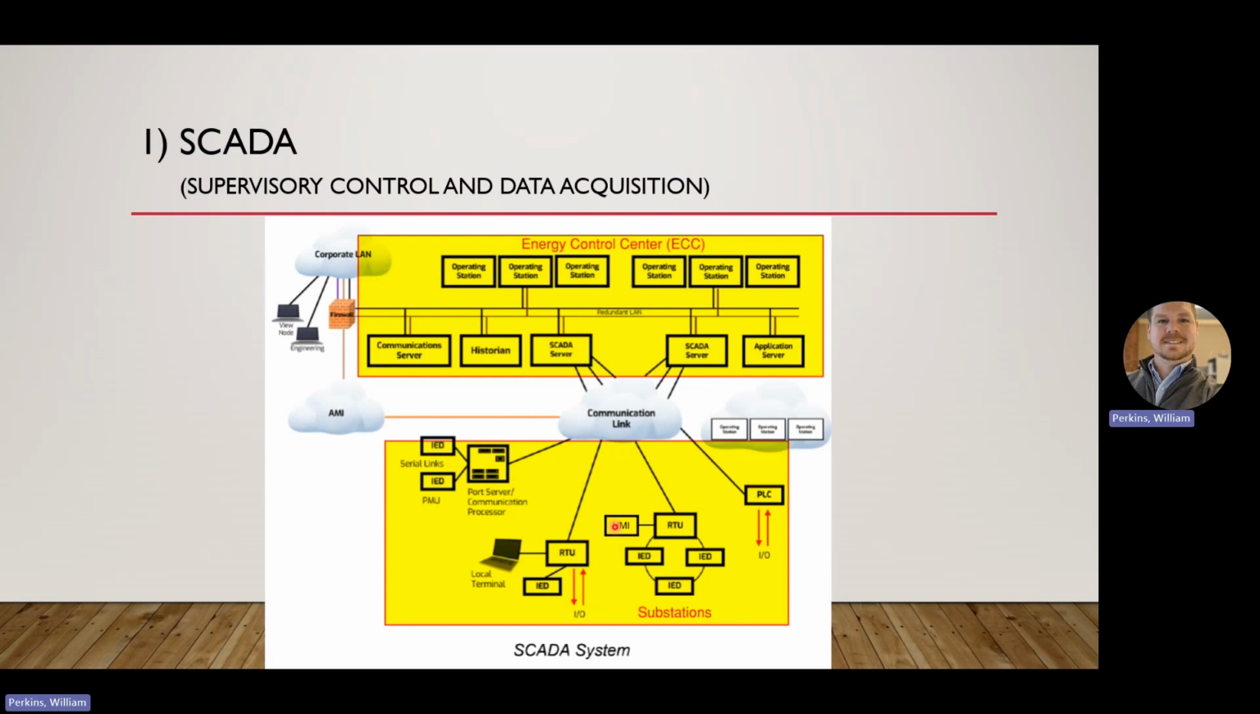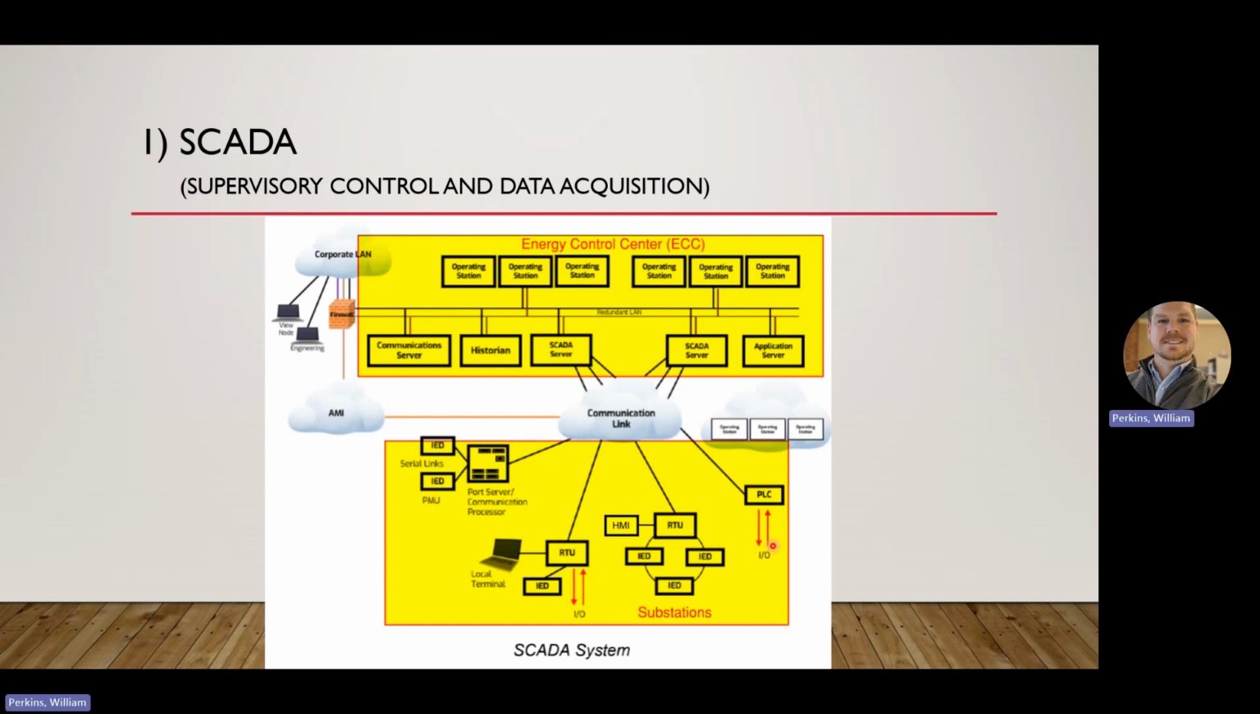The IEDs here are shown networked to this RTU via a local area network, which we'll discuss later on in the presentation. The RTU is gathering information from all of these IEDs and is concentrating all of that data so that it can send to either the local HMI or send through the communication link to the ECC, which contains the SCADA server.